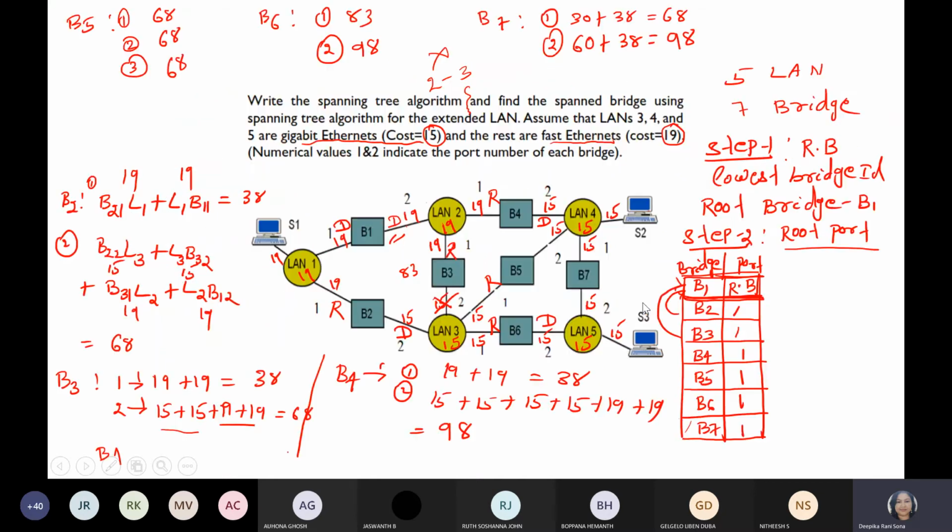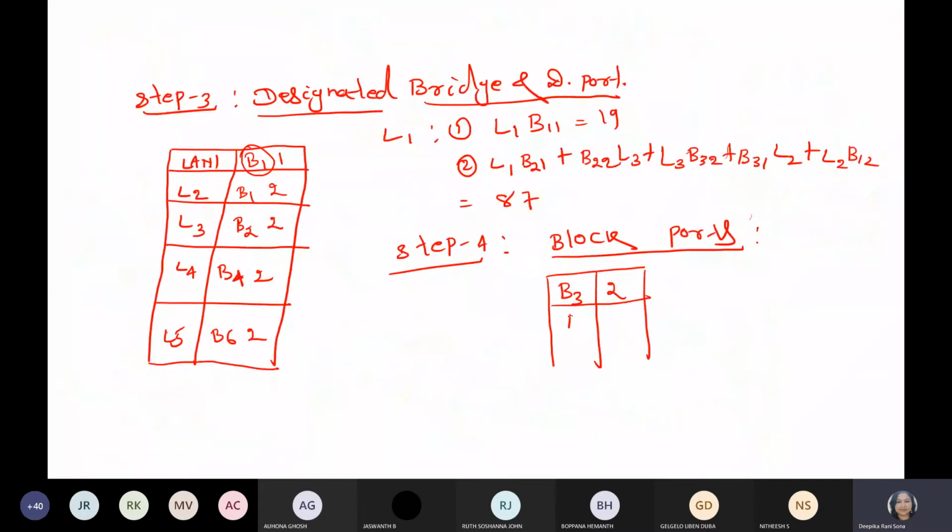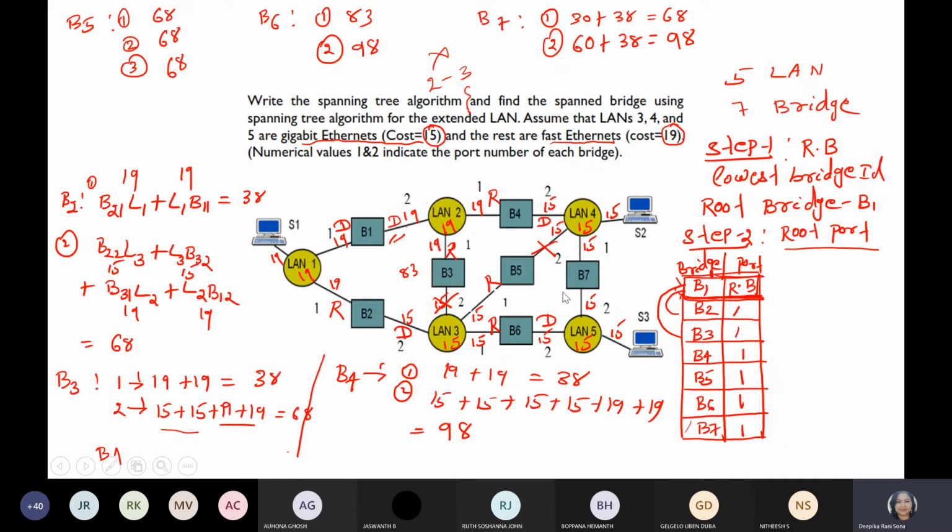Then next one, B4 we will check. In B4, port 1 is root port, port 2 is designated port, so there is no block port. For bridge 5, port 1 is root port, but port 2 is not marked for any type of port. So it is the block port for your spanning tree for this question. So B5, port 2. Then B6 and B7 we have to analyze. B6, port 1 root port, port 2 designated port. There is no block port.